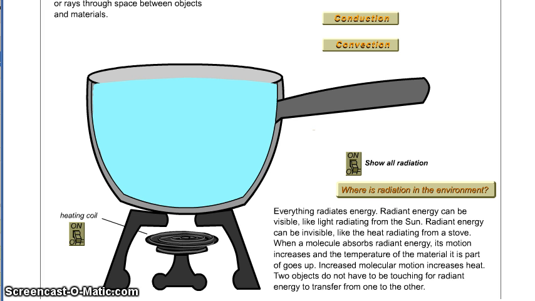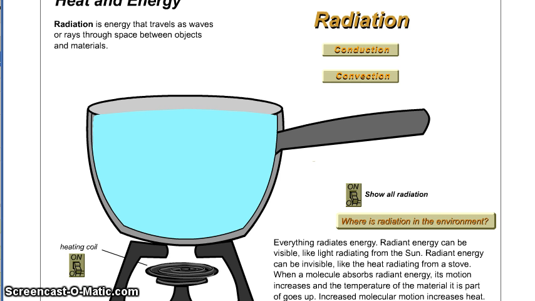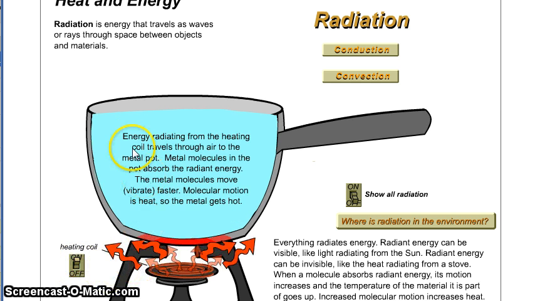So, with this, we're going to turn the heating coils on here, and it's showing that the waves of heat are coming off of the burner and coming in contact then with the metal pot. Energy radiating from the heat coils travels through the air to the metal pot. The metal molecules in the pot absorb the radiant energy. The metal molecules move or vibrate faster. The molecular motion is heat. So the metal gets hot.